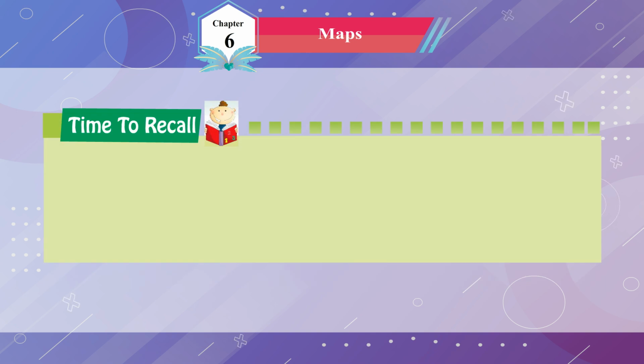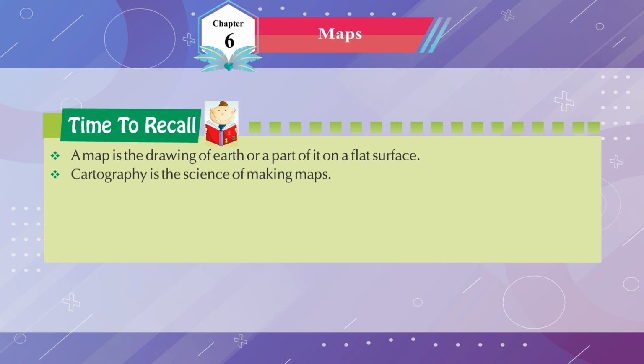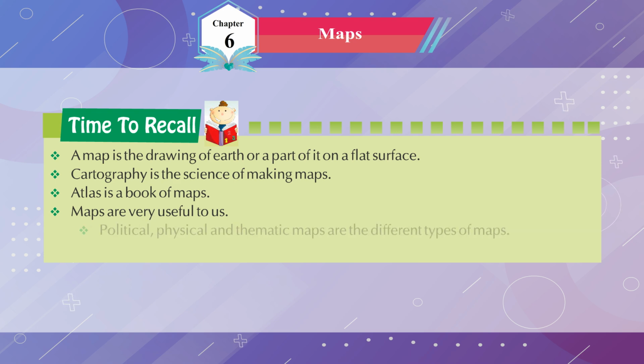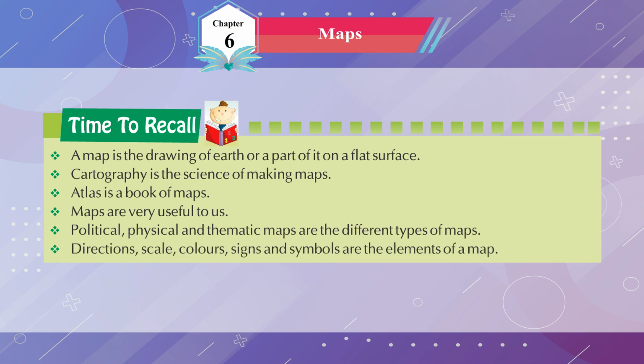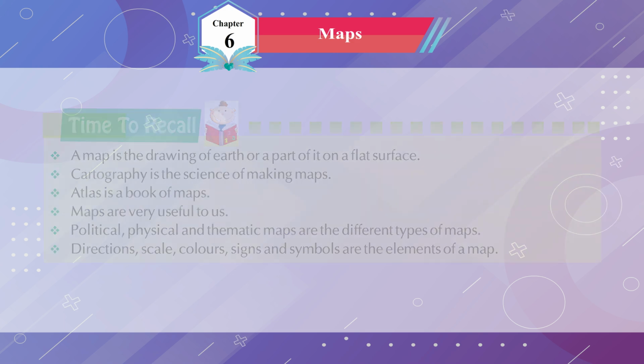Time to recall. A map is the drawing of Earth or a part of it on a flat surface. Cartography is the science of making maps. Atlas is a book of maps. Maps are very useful to us. Political, physical and thematic maps are the different types of maps. Directions, scale, colors, signs and symbols are the elements of a map.